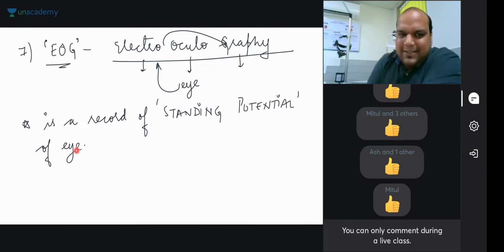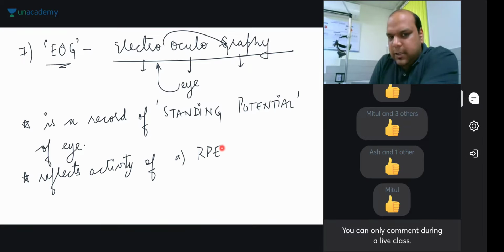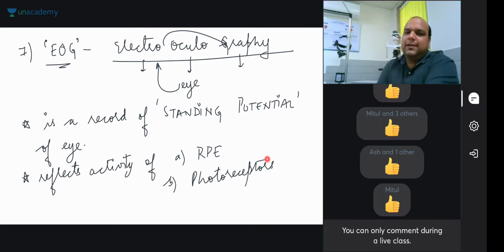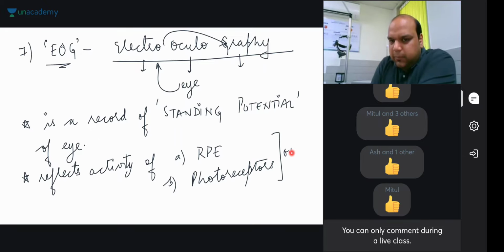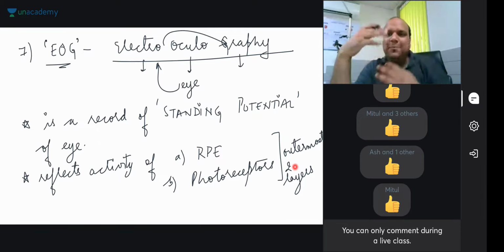It reflects the activity of RPE, that is the outermost layer, and photoreceptors. That means basically only the two outermost layers of the retina. So EOG can only be used to determine the diseases or the pathologies of the outer two layers of the retina. Now, how do we measure EOG response?